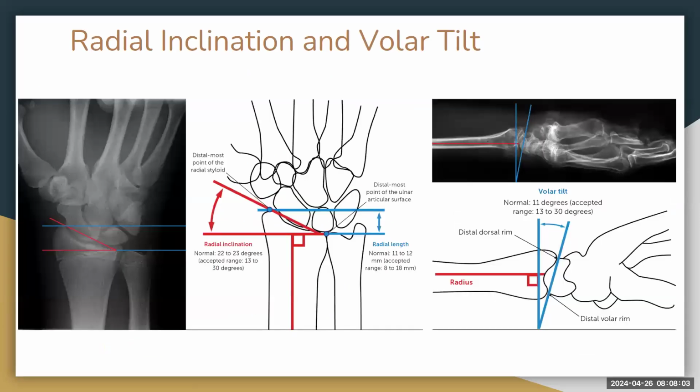Here's some of those angles, which I'm sure everybody will remember by the end of this, right? So you have the radial inclination on the left, kind of shows you how to measure that. And then the volar tilt on the right shows you how to measure that in reference to the radius.